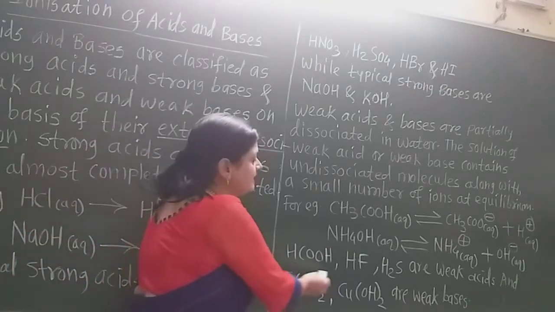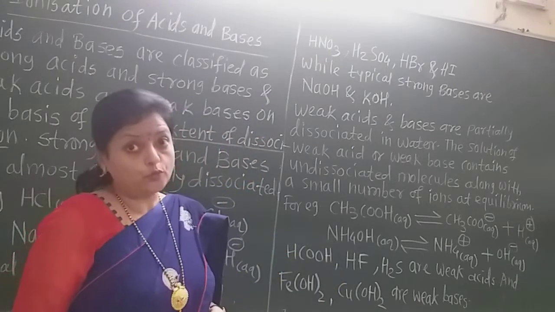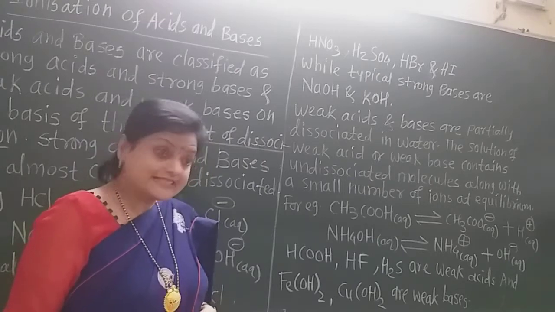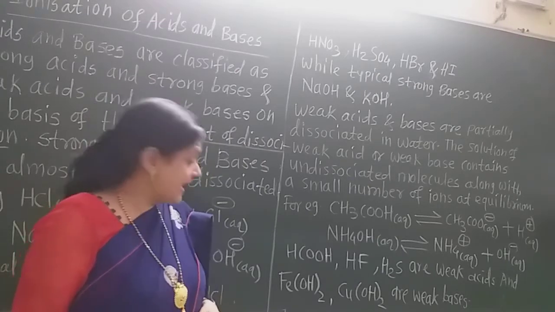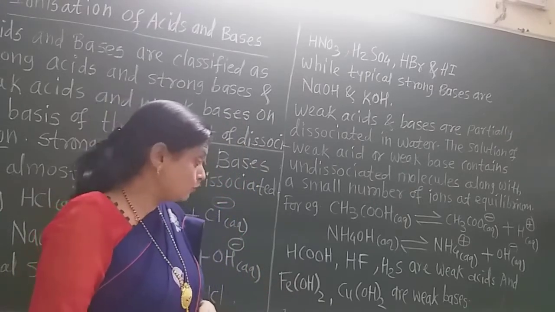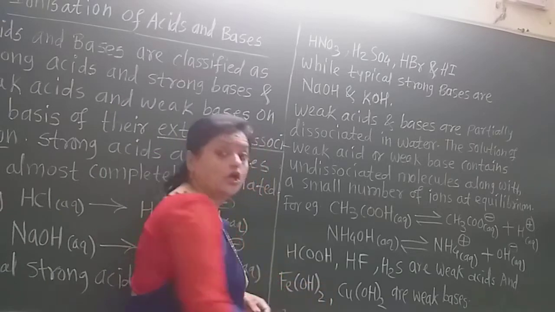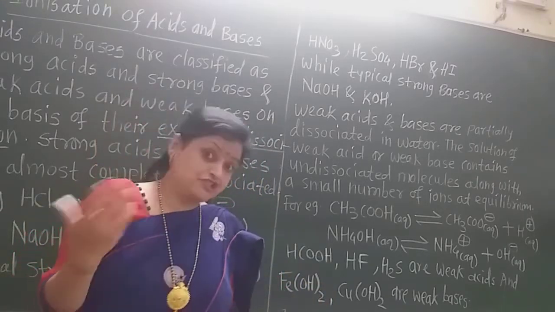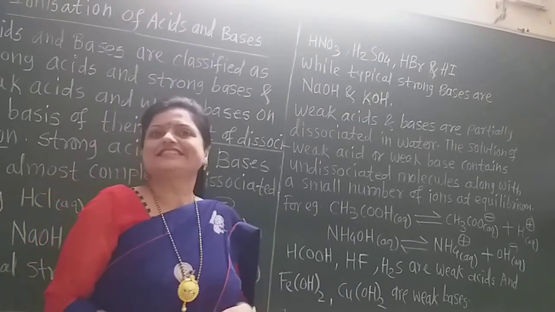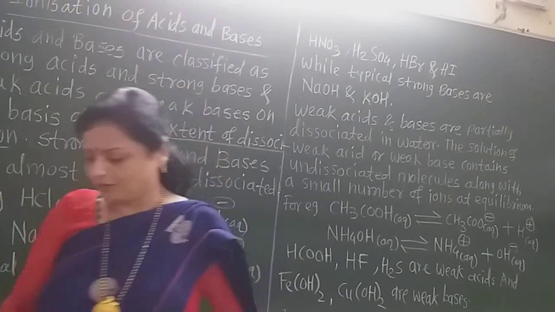So formic acid, again HF, hydrofluoric acid, and H2S, hydrogen sulfide, are weak acids, and the weak bases are iron hydroxide, copper hydroxide, aluminum hydroxide, calcium hydroxide. All these are the weak bases. Now let us learn the Ostwald dilution law.